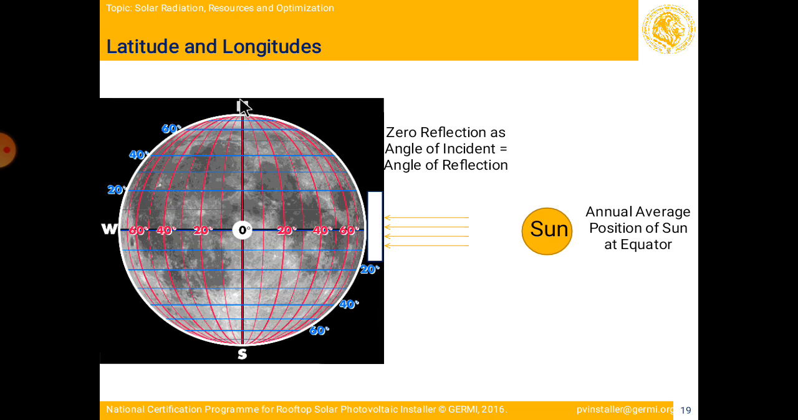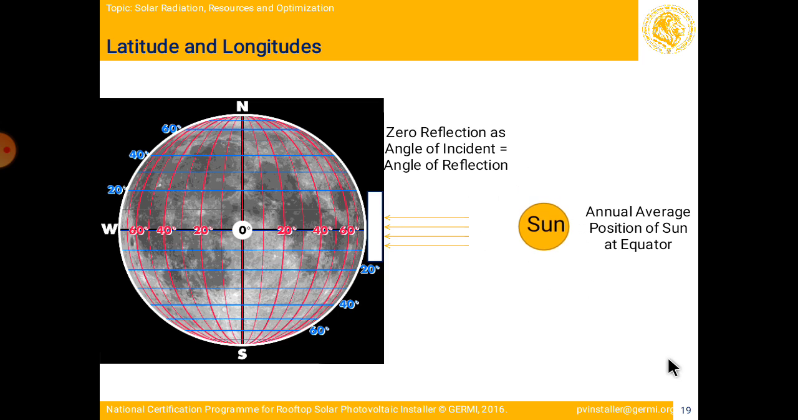So this is the north portion, south portion, and this is the point where we are receiving the sun, or we can say the annual average position of the sun at the equator. So this is the line showing the equator. Now, zero reflection means the angle of incidence equals the angle of reflection. So we are getting a straight ray from the sun over here.